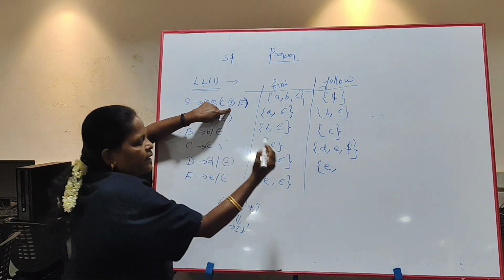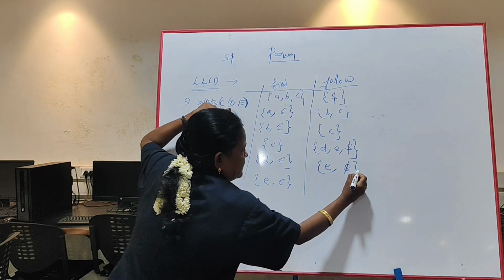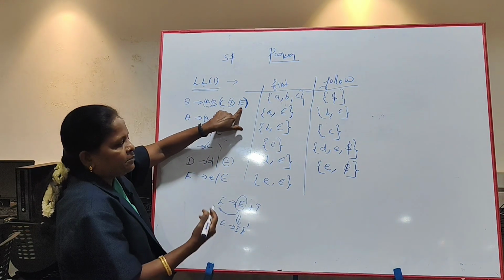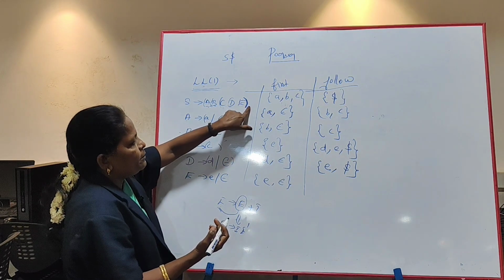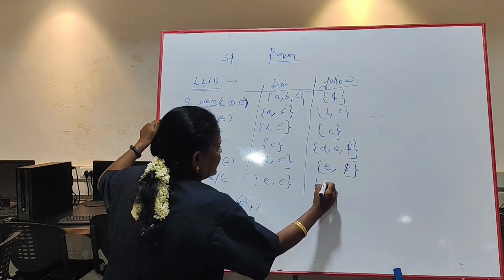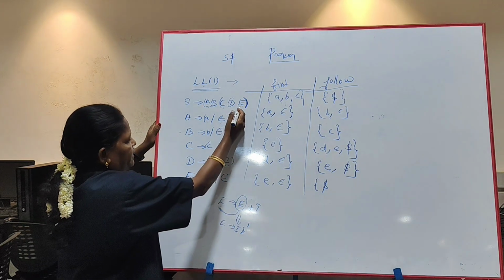Follow of S, we always have $. You should write it here. Then follow of E. Follow of E is nothing but what? Nothing, no symbol will appear here. Follow of S, so again we have $ here. So follow of E is nothing but $.